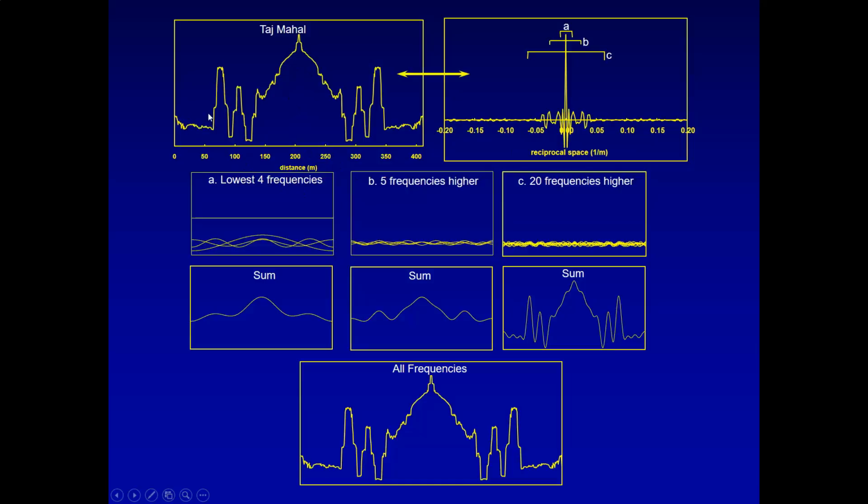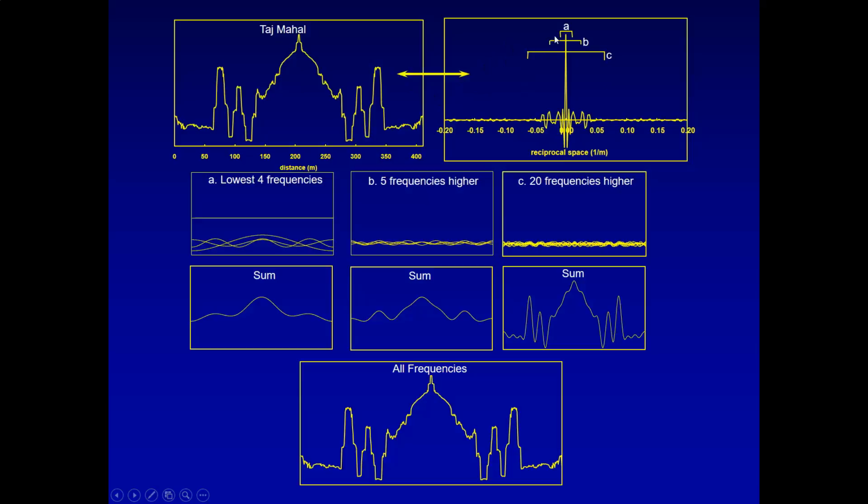Here I traced a photograph of the Taj Mahal, and I did a one-dimensional Fourier transform, and this is what the reciprocal space representation looks like. Now, most people, maybe no one, could look at this and say, oh, that represents a picture of the Taj Mahal. So that's one of the reasons we do Fourier transforms.